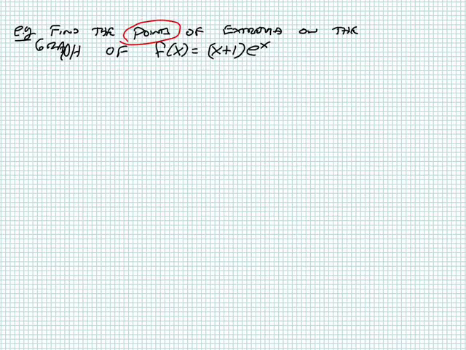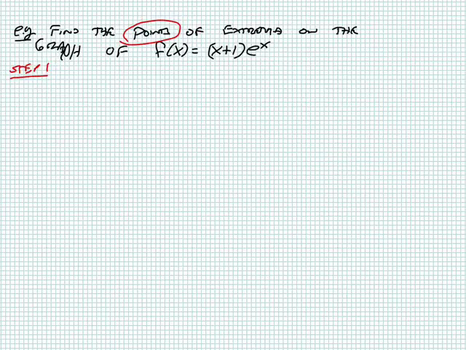Okay, so even though we're dealing with e's, we use the same steps as before. So step 1, what we're going to do is take the derivative and look for type 1 and type 2 extrema. When I take the derivative, I could use the product rule and the chain rule simultaneously.